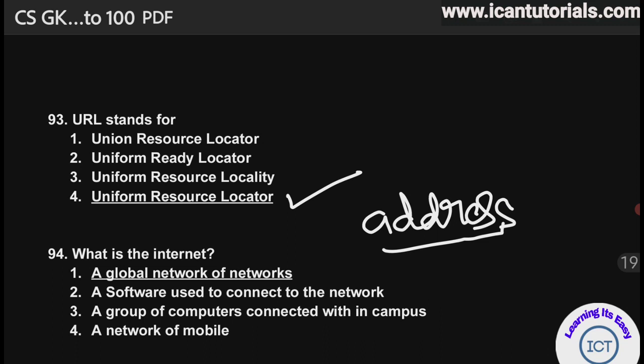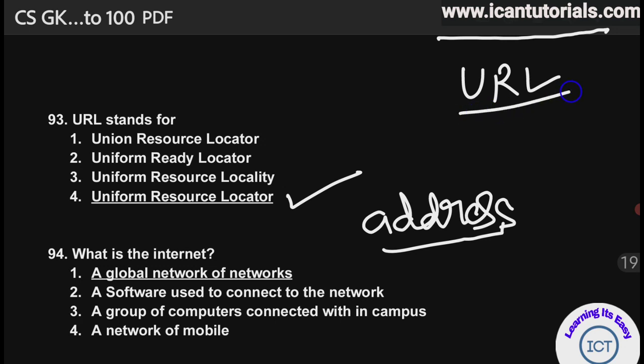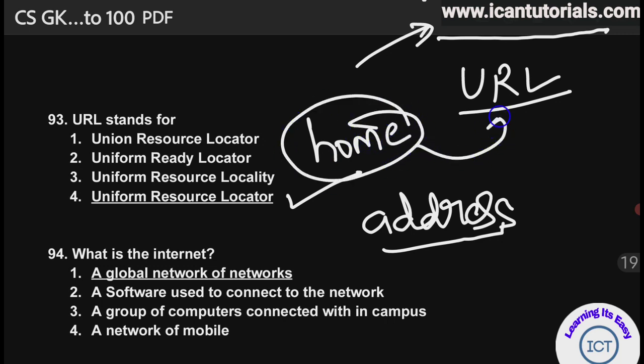Here you can see www.icantutorials.com. It is a URL. On Google, whenever I type this address www.icantutorials.com, it opens my website's home page, and this is called the URL of my website's home page. URL stands for Uniform Resource Locator. It is an address. Example for URL is www.icantutorials.com, www.google.com. All these are called URLs, or web page addresses.